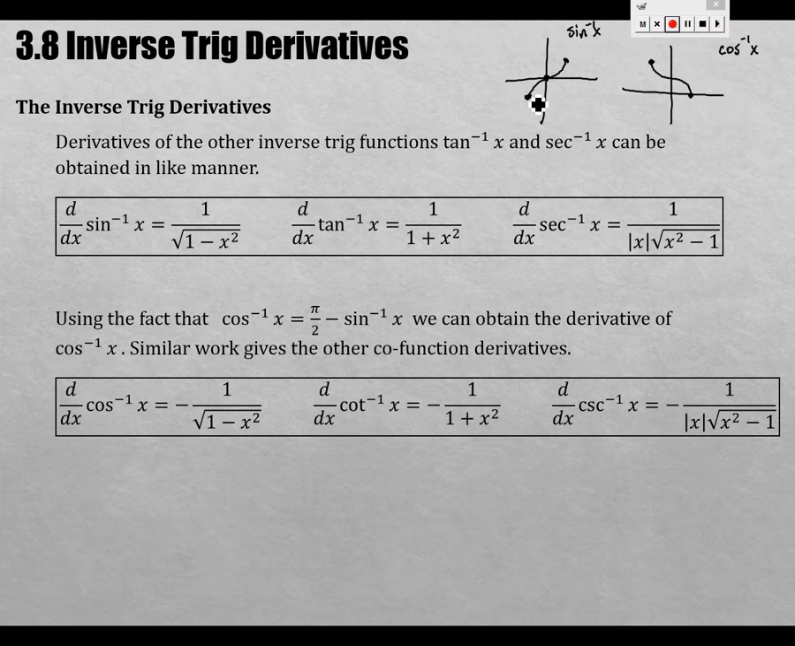So notice that I mentioned it here as the cofunction derivatives. Right? If you put a co in front of any of those, you get the negative of those. Okay. The opposite of those.